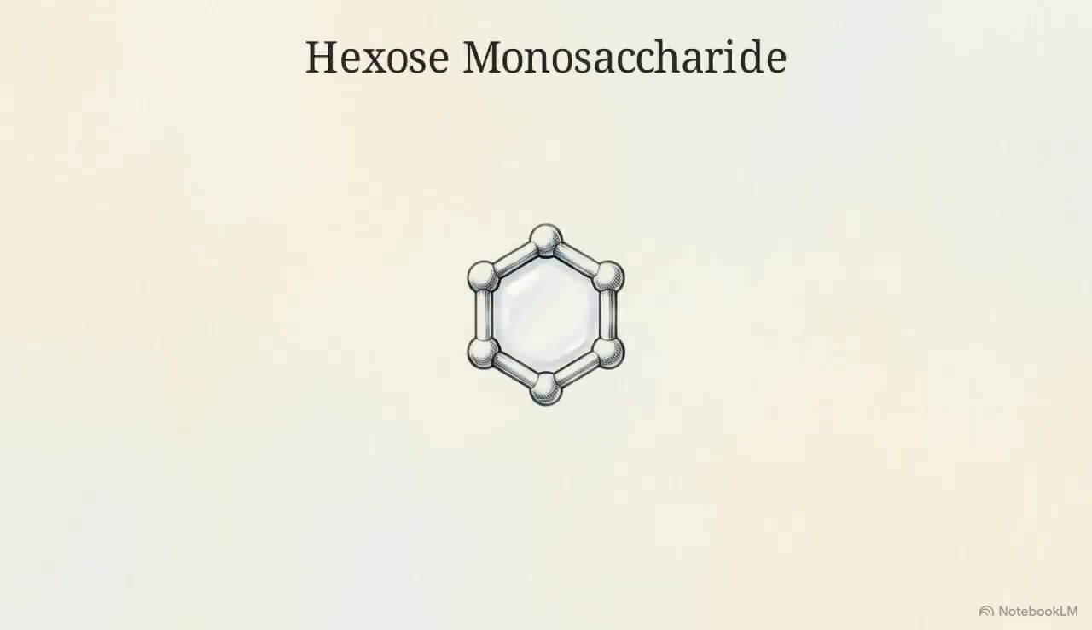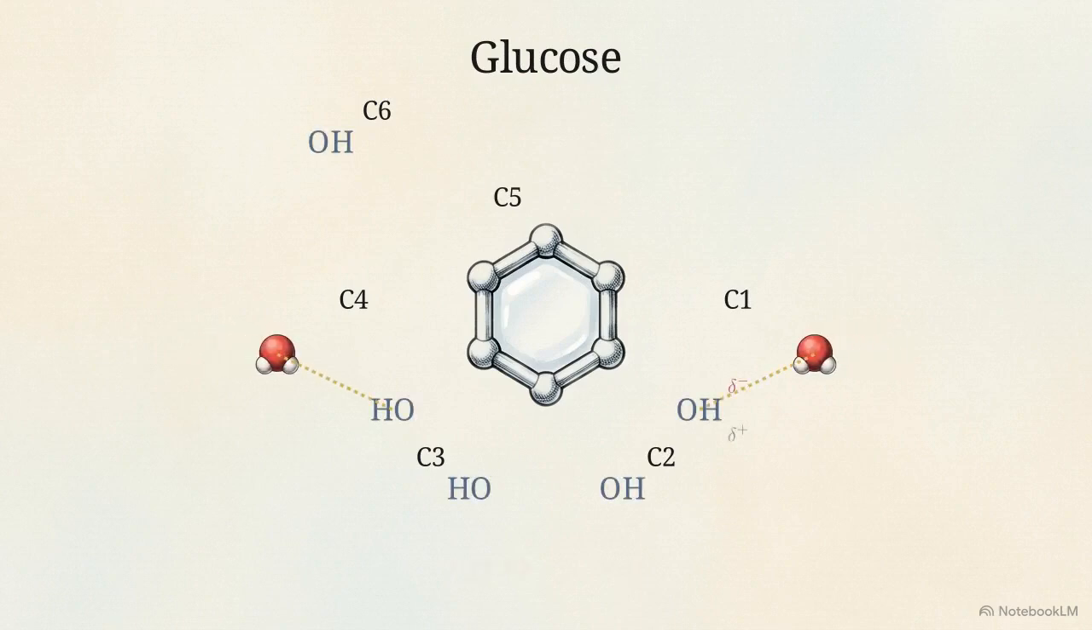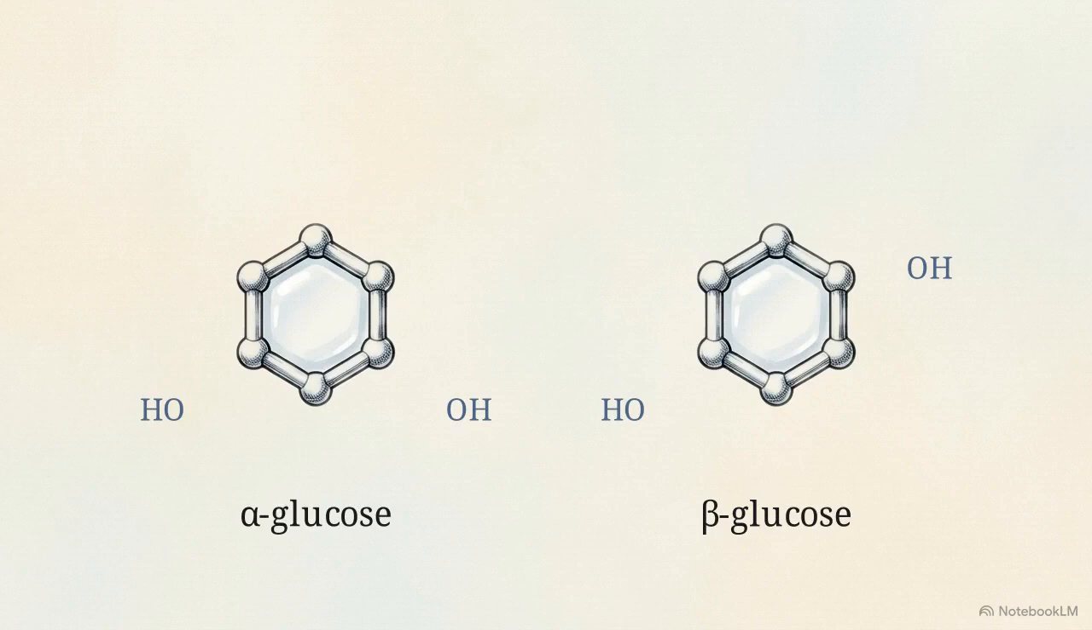The simplest forms are hexose monosaccharides, single sugar rings containing 6 carbon atoms. Glucose is the baseline model. Because it is covered in polar hydroxyl or OH groups, glucose forms hydrogen bonds readily with water, making it extremely soluble. Alpha and beta glucose differ only by the hydroxyl group on carbon 1. In alpha glucose, it points below the ring. In beta glucose, it points above.